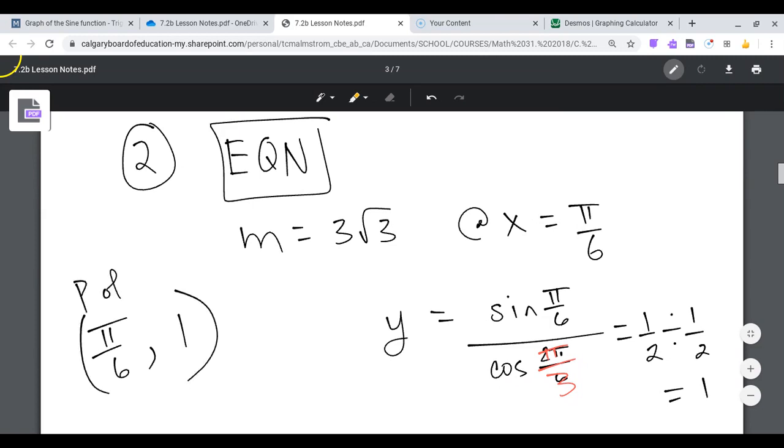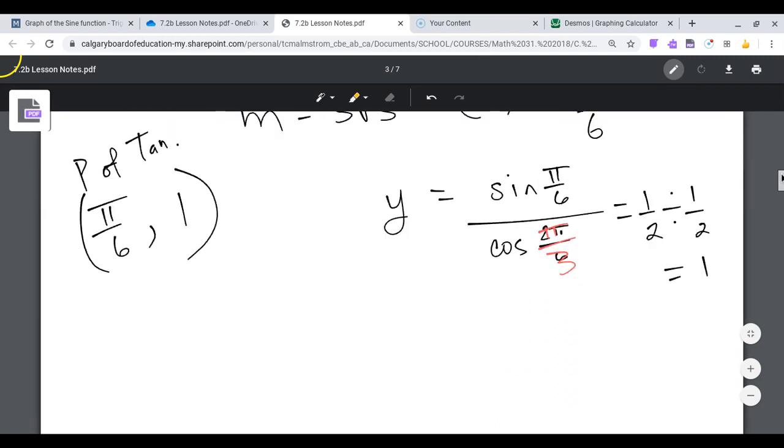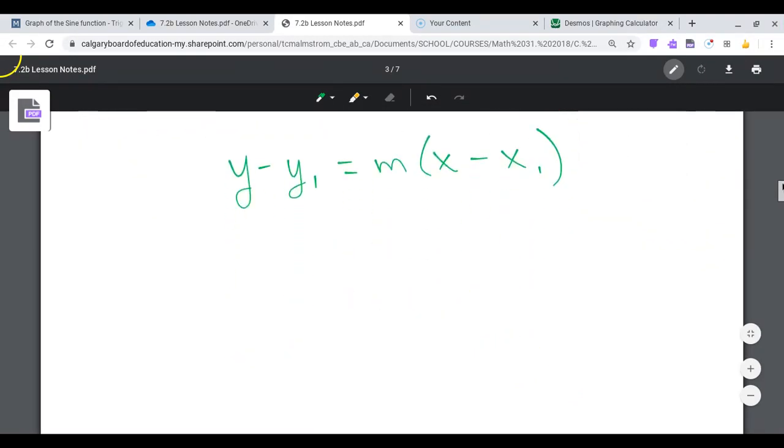Point of tangency. Okay, so I have my slope and I have my point of tangency, and now I can go and make my equation. y minus y1 is equal to m times x minus x1, and fill in all those pieces that I just figured out.